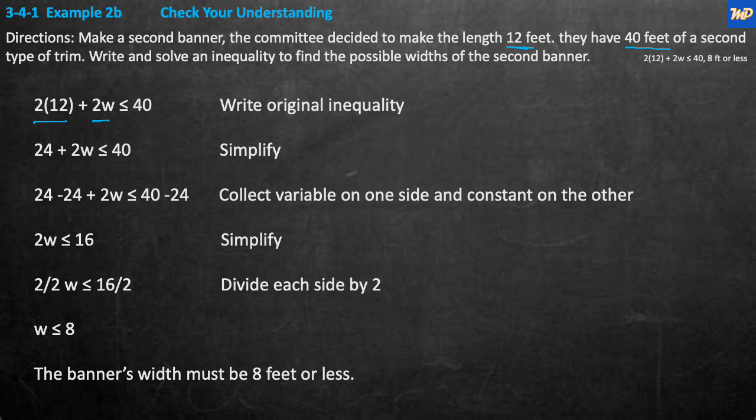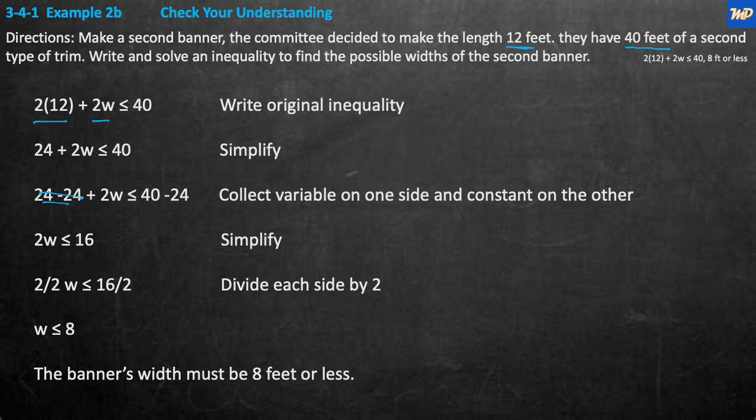To clear the plus 24 from the 2W, we're going to subtract 24 from both sides. So we're going to get 24 minus 24 plus 2W is less than or equal to 40 minus 24. Well, you know that the two 24's cancel, so that's 0. So we get 2W is less than or equal to 16, because 40 minus 24 is 16.